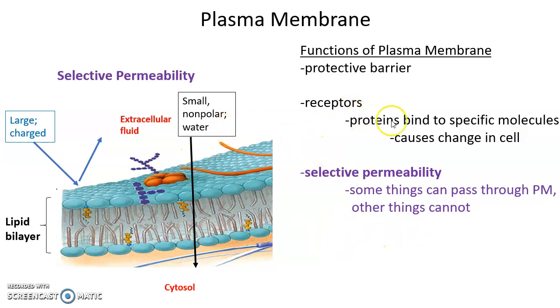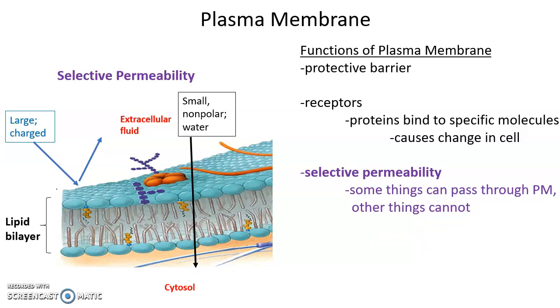The plasma membrane also has receptors. Receptors are proteins that are associated with the plasma membrane. Often these receptors are transmembrane proteins, and they allow things in the internal or external environment of the cell to bind to the receptor, and this can lead to changes in the cell. So for instance, hormones released by other structures can bind to receptors in the plasma membrane of specific cells, causing those cells to respond in some way.